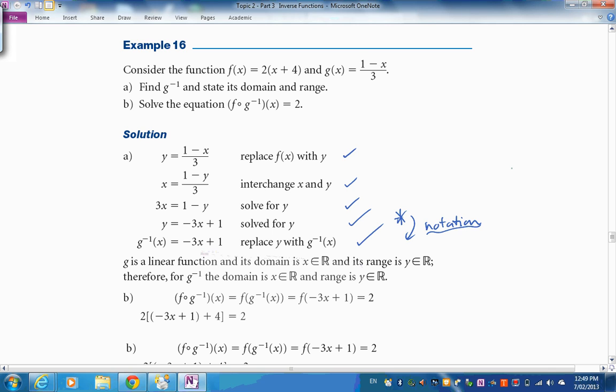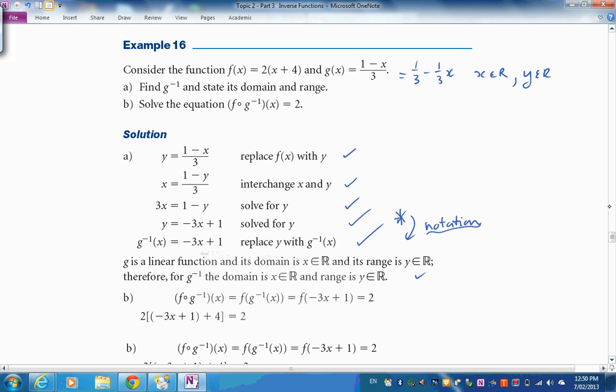g was originally a linear function. Do you get that? It's a third take a third of x if you write that in full. And you can have any x in there. x is a member of R, and its range is y is a member of R. And so its inverse is the same, because the domain of the inverse is the range of the original function. The range of the inverse is the domain of the original function.